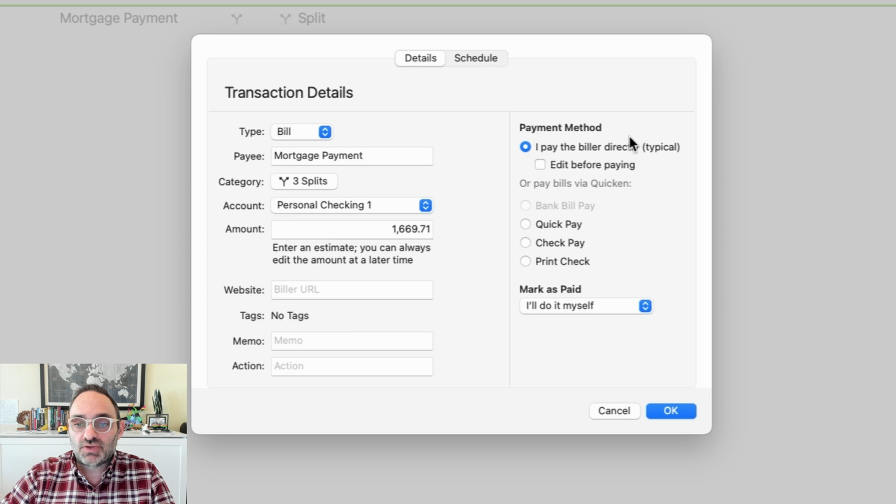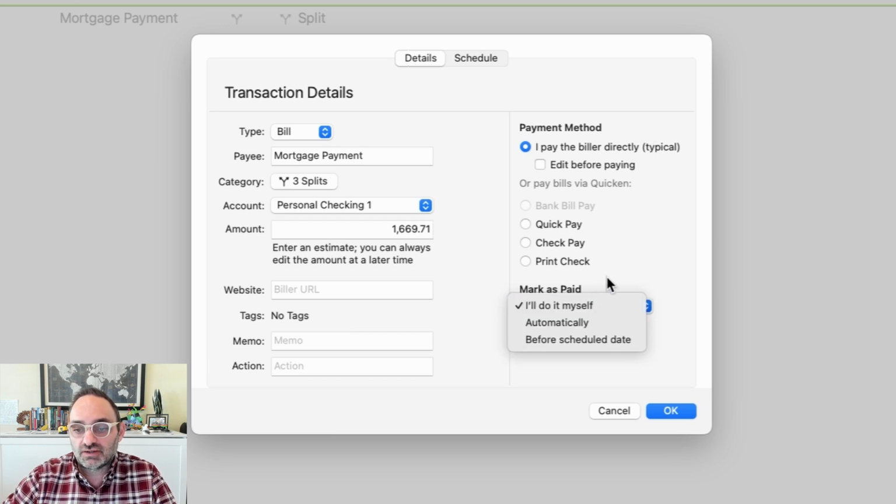Now, the payment method here, just FYI, Quicken combines both bills and income memorization and their bill pay service. I have a whole video talking about the distinction of those things. But some of these things here, like quick pay, are related to their bill pay service, which is where, if I'm using Quicken bill pay, I want you to send the bill out. We're not doing that. So in here, I just say I pay the biller directly.